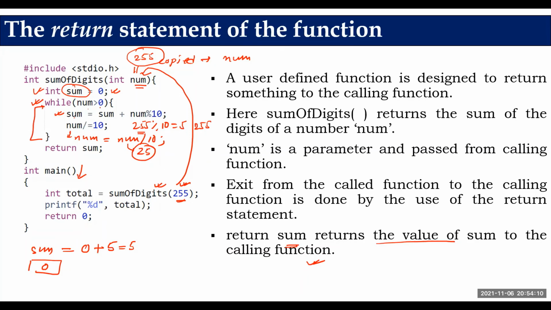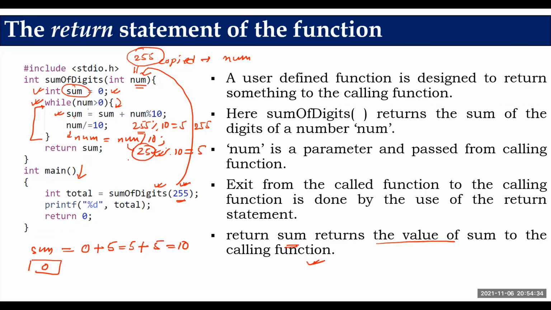So now the loop will go up. It checks num is greater than 0. Yes, num is 25, greater than 0, true. So it comes inside. Next, sum equal to sum plus num modulus 10. What is the value of sum? 5. What is num? Num is 25. 25 modulus 10, so what will we get? 5. So 5 is added, so it becomes 10. Save it to the sum.